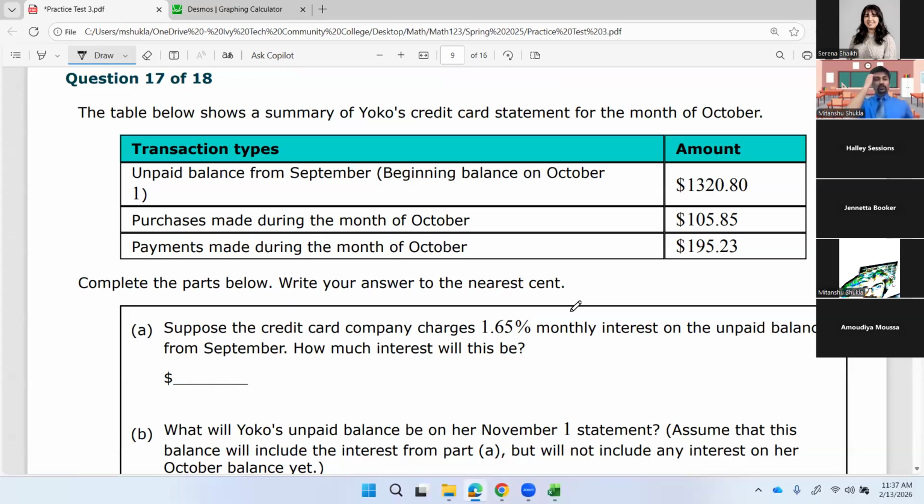How much will the interest be? Well, the unpaid from September is this much money.